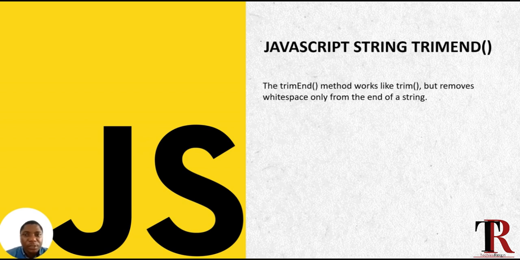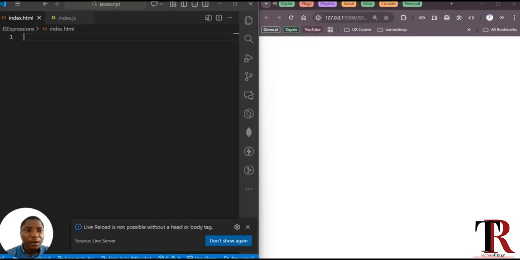And that shows us that the two of these methods are like words and opposites. One works by removing white space from the beginning, and the other works by removing white space from the end of the string. So let's see a demonstration in our browser.